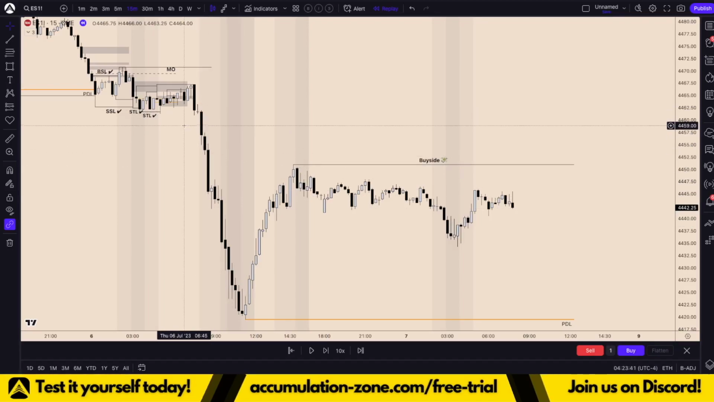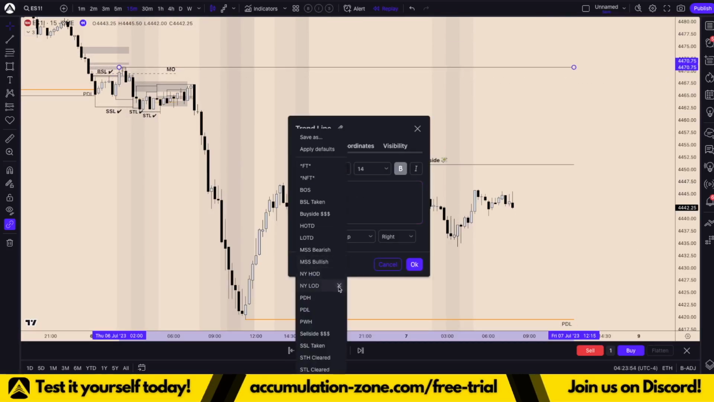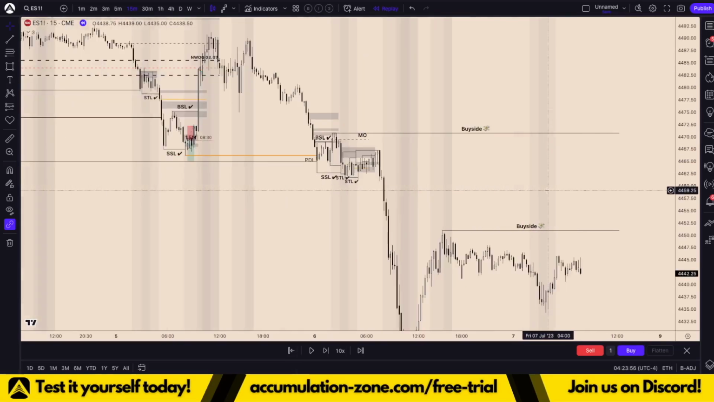We could use this level. But overall, I would say we could use this midnight open level right here. Oh no, this high from the previous day, so from Thursday's London session right here. Also as buy side. So those are going to be our buy side targets.